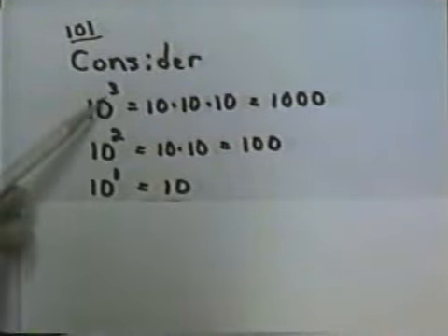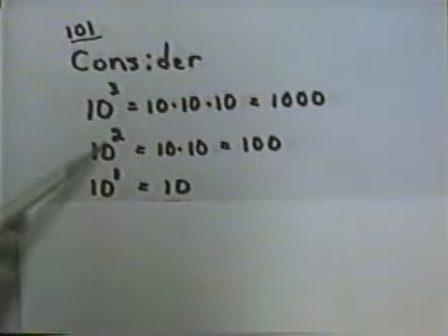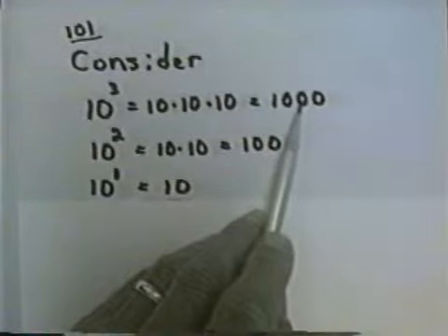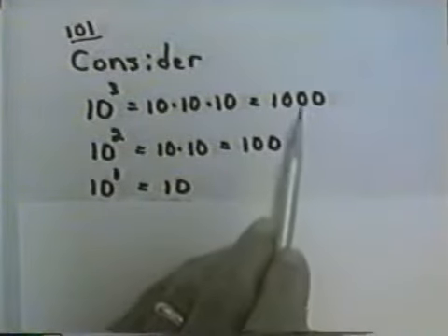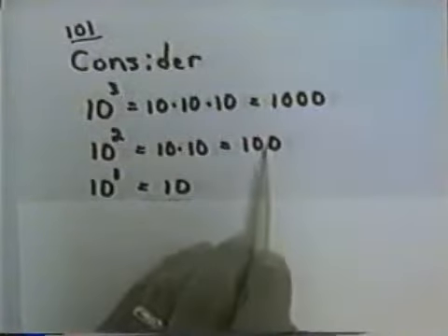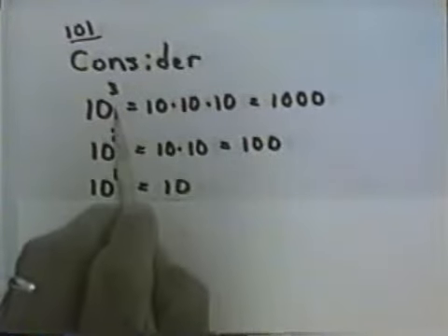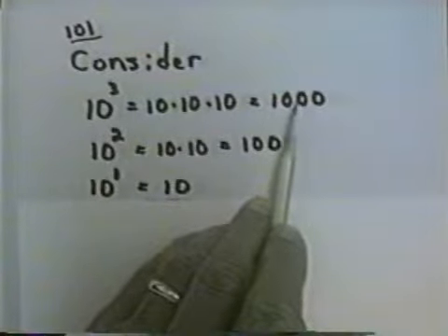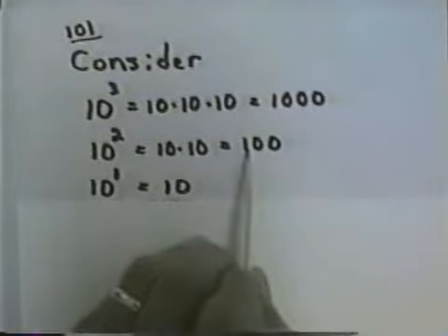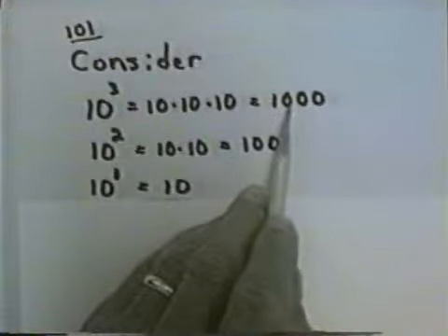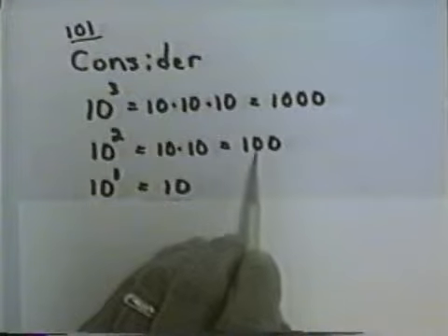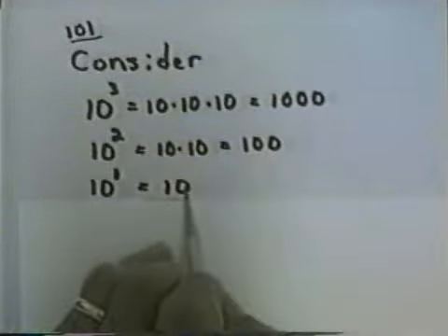Now notice, as my exponents decrease, 3, 2, 1, I divide the answer each time by 10. 1,000 divided by 10 is 100. So my exponent decreased from 3 to 2 to get from the answer for 10 cubed to the answer for 10 squared. I divided by 10. 1,000 divided by 10 is 100. Now if I divide it by 10 again, 100 divided by 10 is 10.